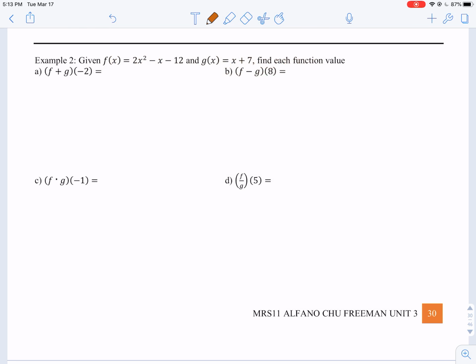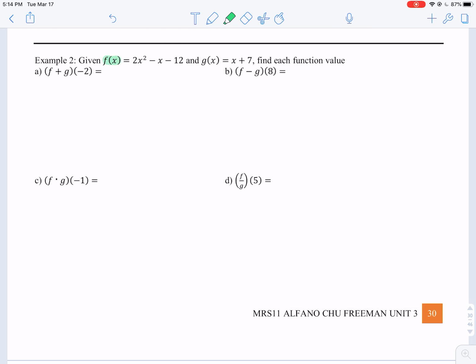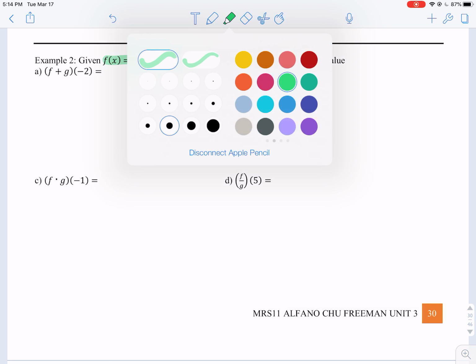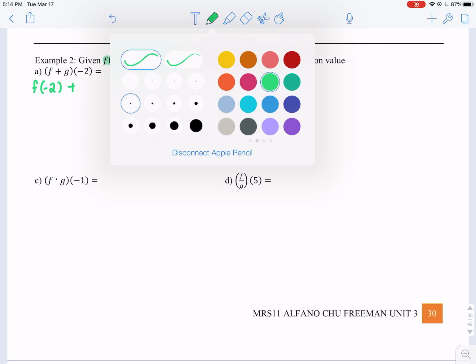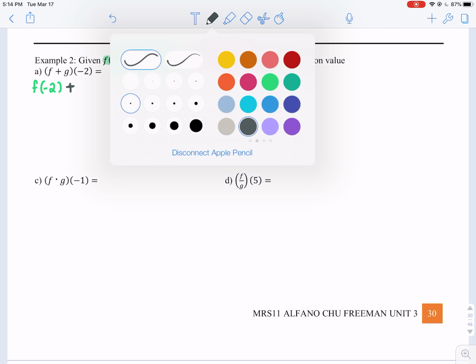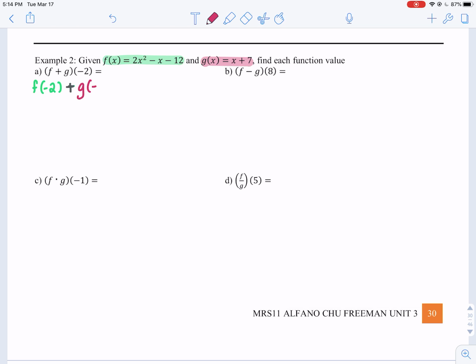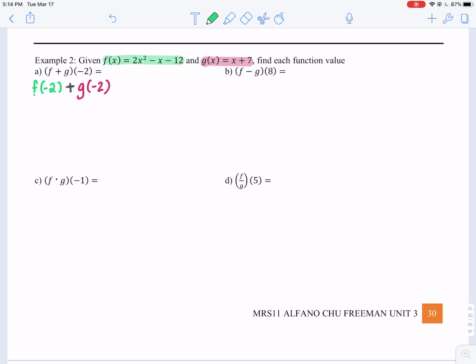What we're going to do is same thing we did before. So f of x is 2x squared minus x minus 12. g of x is x plus 7. So I only got 2 things to work with. f plus g of negative 2. This is really f of negative 2 plus, you know me, I like to color coordinate, plus g of negative 2. So let's first find f of negative 2.